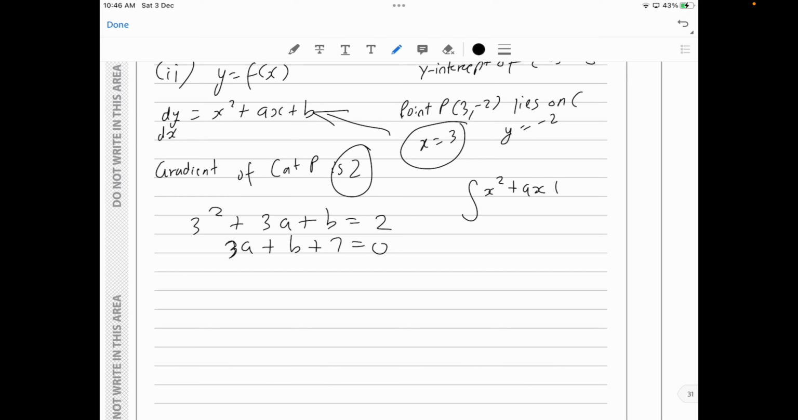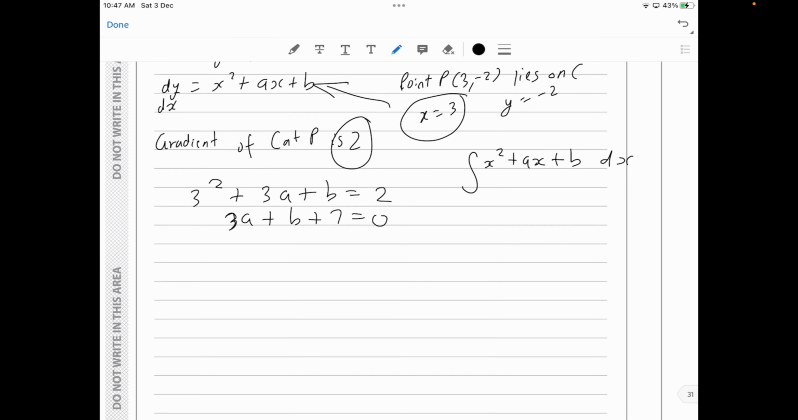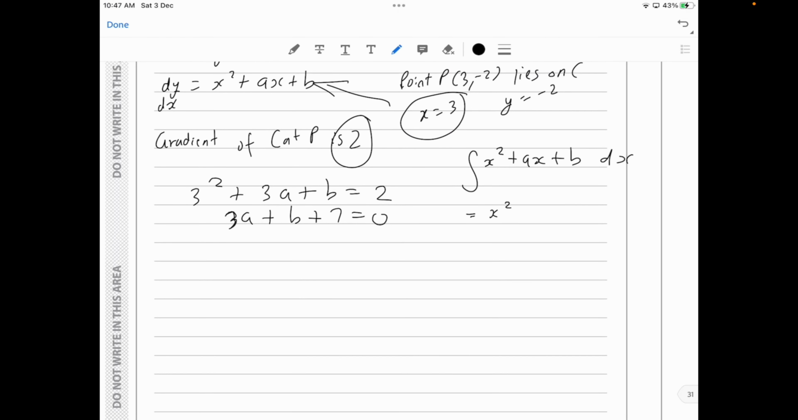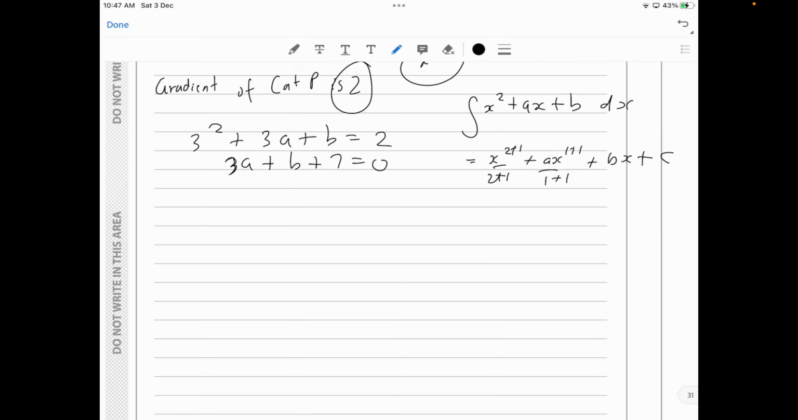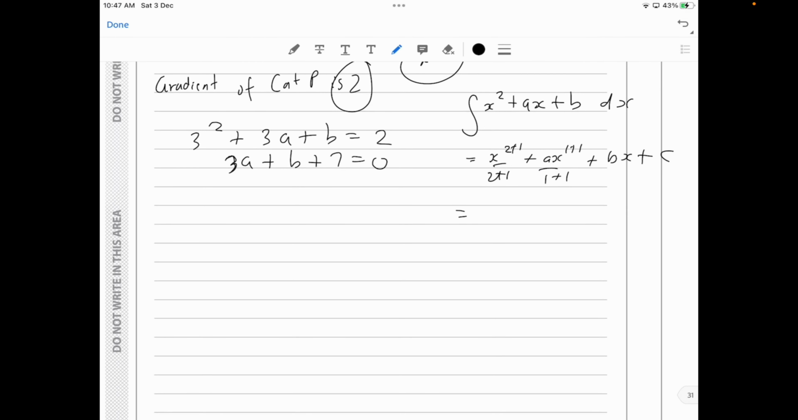plus ax plus b dx, you're going to get a value of x raised to the power 2 plus 1 divided by power 2 plus 1 plus ax raised to the power 1 plus 1 divided by 1 plus 1 plus bx plus c, the constant of integration. Now when you integrate this, you're going to get a final answer of y is equivalent to x raised to the power 3 divided by 3 plus ax raised to the power 2 divided by 2 plus bx minus 8.